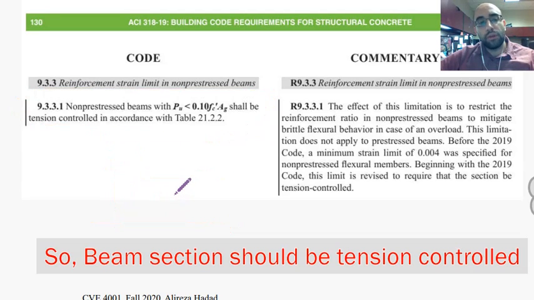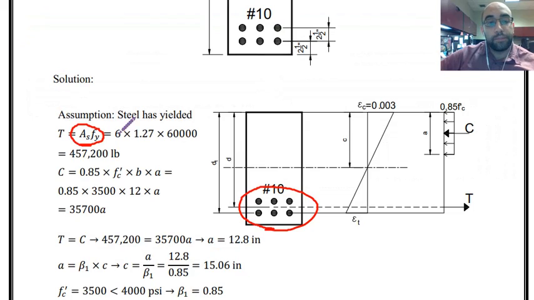So based on this assumption, we always have this procedure in the solution. At first, we assume reinforcement in the section in the tensile region has yielded. So that is the basis for this equation over here. I have to calculate the tension force based on area of steel multiplied by the yield strength. Area of steel is based on number 10 bars. We have 6 number 10 bars.